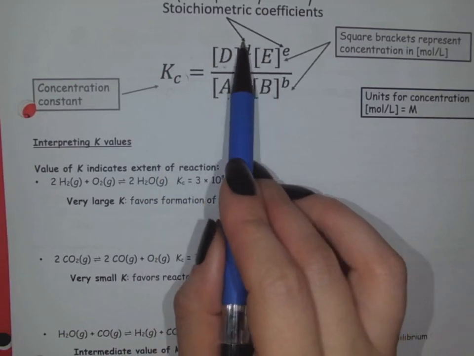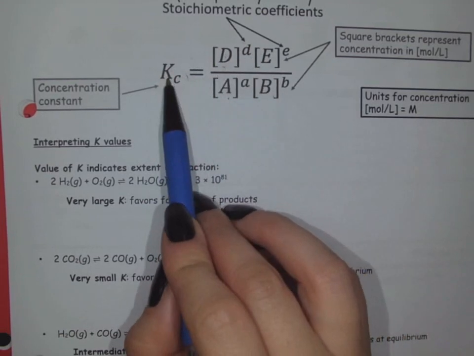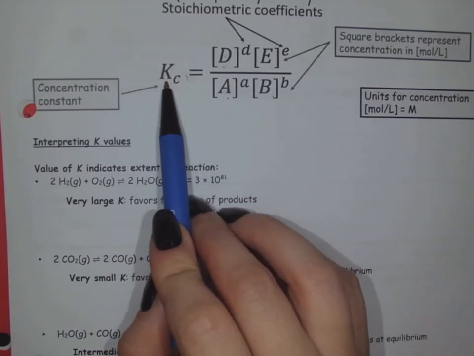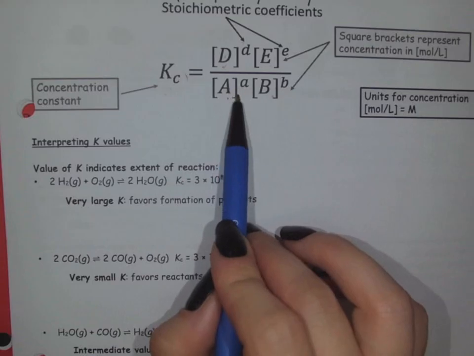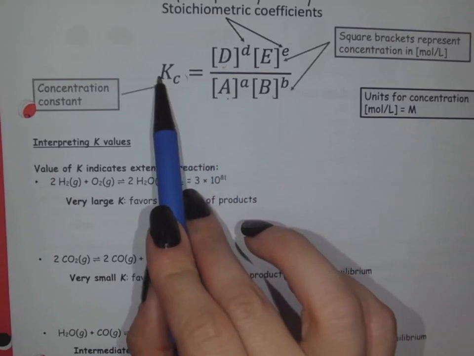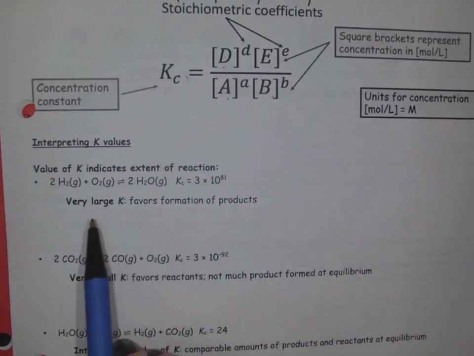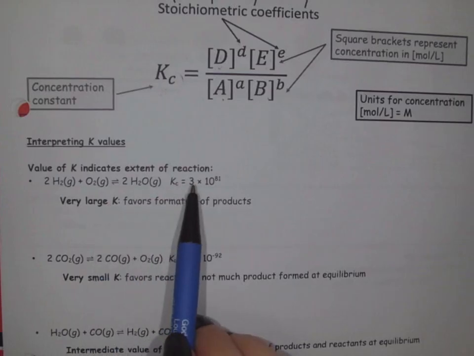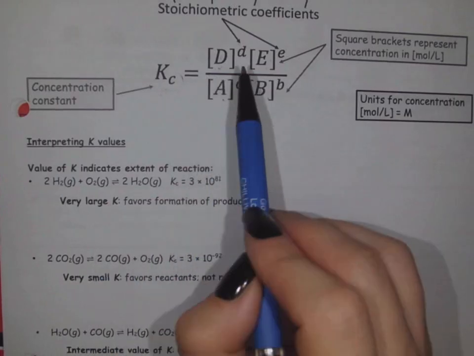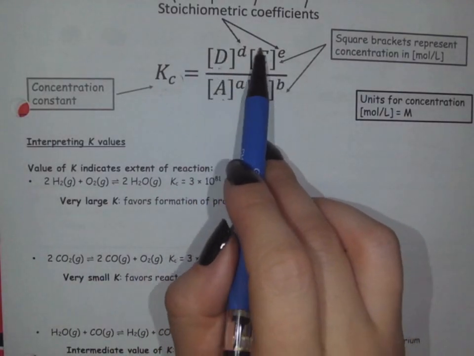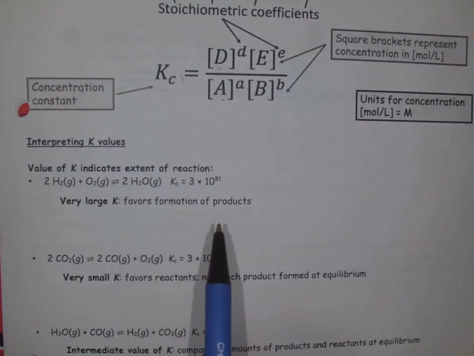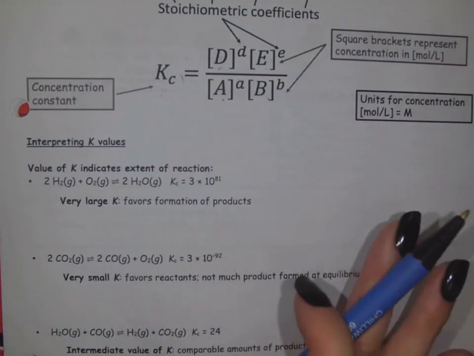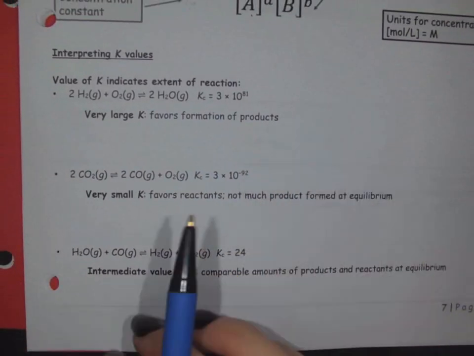That the concentration of products is directly proportional to your equilibrium constant K, and that the concentration of reactants is inversely proportional to your equilibrium constant K. So if you see that a reaction has a very large K value, that would mean that at equilibrium there is way more products than there is reactants. It's opposite if you have a small K value.